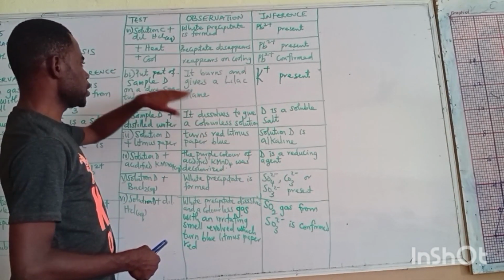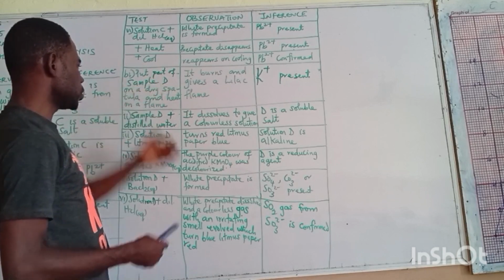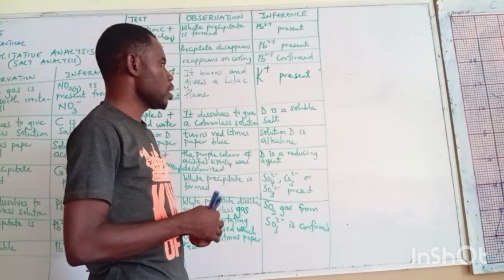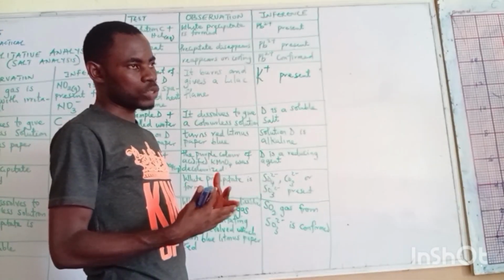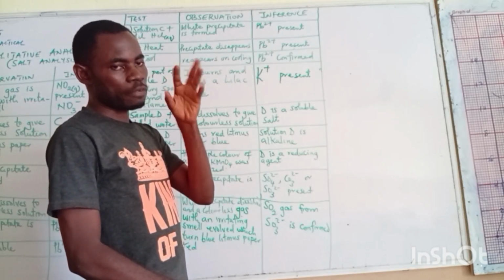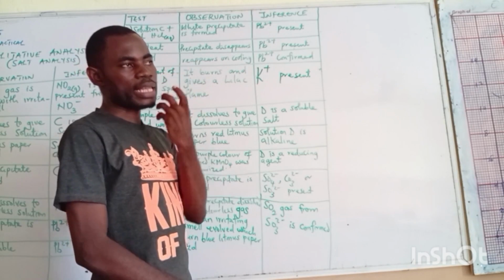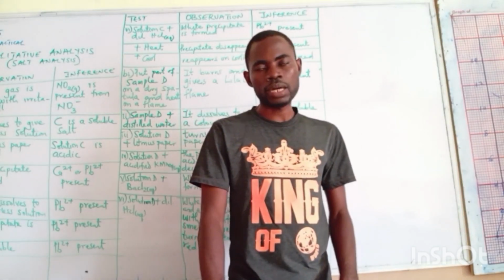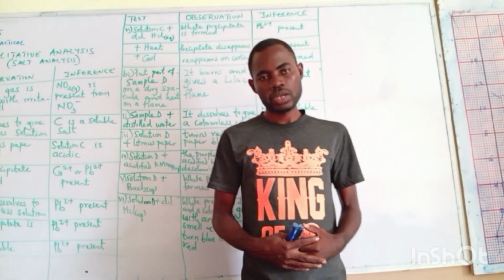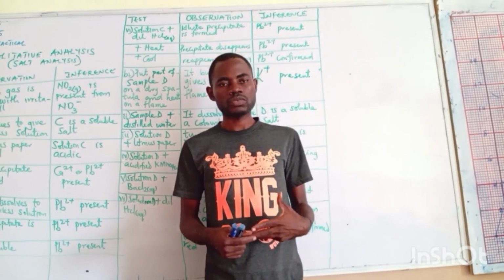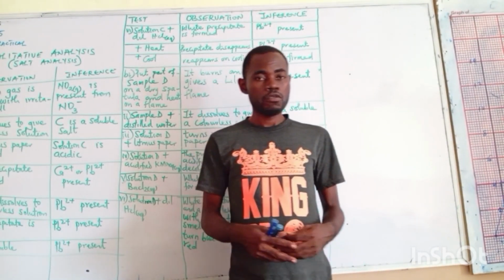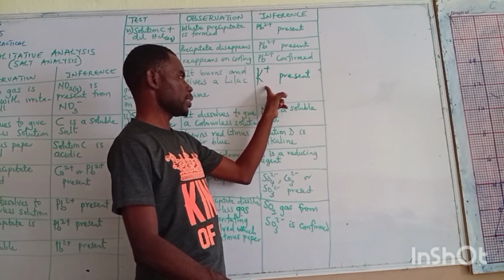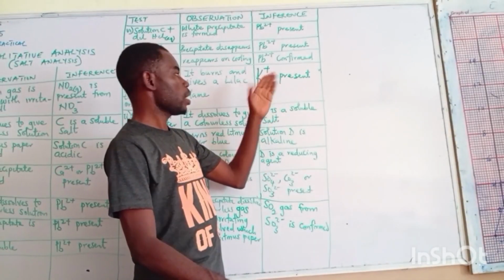What we did for solution D, we put part of the sample D on a dry spatula and placed it on a flame. What we saw was that it was burning, and as it was burning, we saw a particular flame called a lilac flame. Whenever you see a lilac flame, it is an identity that tells you potassium is in a particular salt. That's what we noticed, and that's why we said our inference is potassium present. If you like, you can say this is a potassium salt.